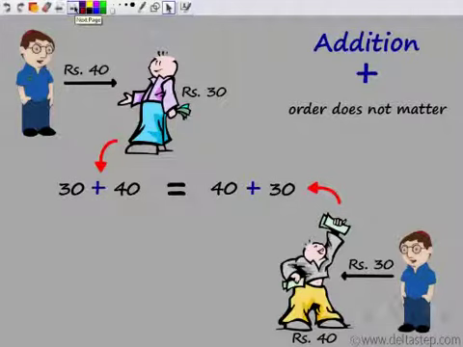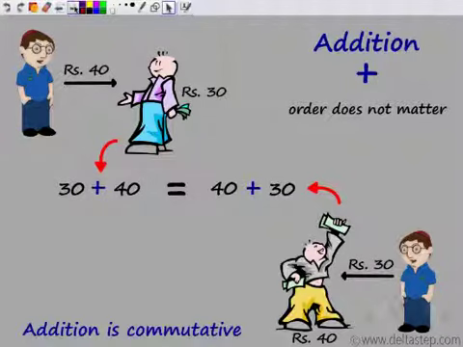Order does not matter. Whether you add 40 to 30 or 30 to 40, the value does not change, and hence I can say that addition is commutative. Why commutative? Commute means that you can move to and fro about a point. Now you can exchange 30 and 40 about this symbol of addition. I can exchange the places without the value being changed, and hence I can say that addition is commutative.